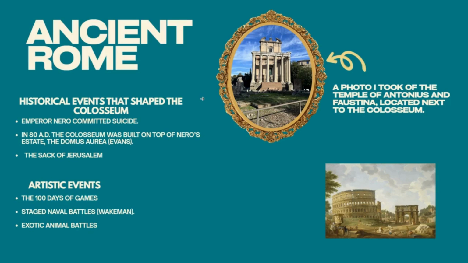After that, the Colosseum was built on top of Nero's estate, the Domus Aurea. The third historical event that shaped the Colosseum would have to be the sack of Jerusalem, which brought the Jewish slaves over to help build the Colosseum. Some artistic events that shaped the Colosseum would have to be the 100 Days of Games, which sparked the opening of the Colosseum, which included staged naval battles and exotic animal battles.